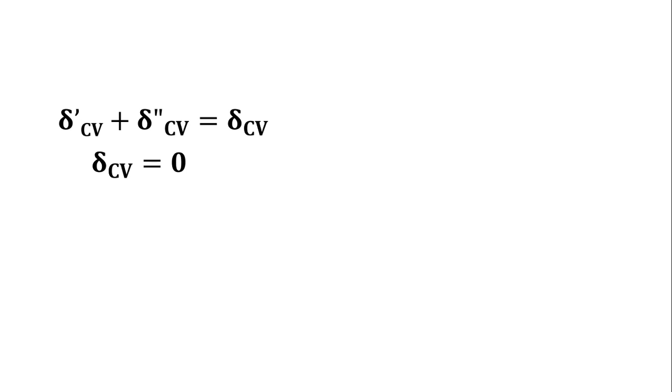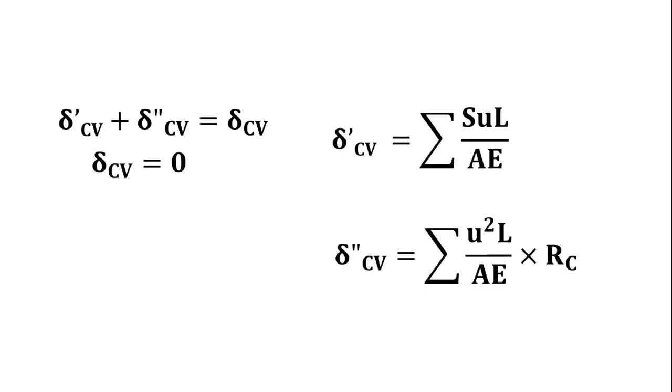Okay? So what is the value of these two remaining parameters? Delta prime CV is summation of SUL over AE, alam na natin yan, and delta double prime CV is equal to what? U squared L over AE times the magnitude of RC. Bakit U squared L over AE? Kumbaga, yun pa rin si SUL over AE, but since yung magiging S mo doon is si U rin mismo, so U times U is U squared. That's why we are going to use U squared L over AE.